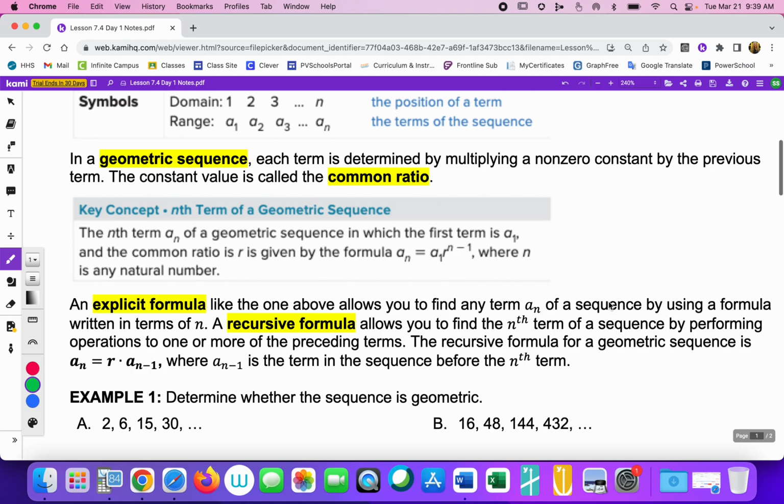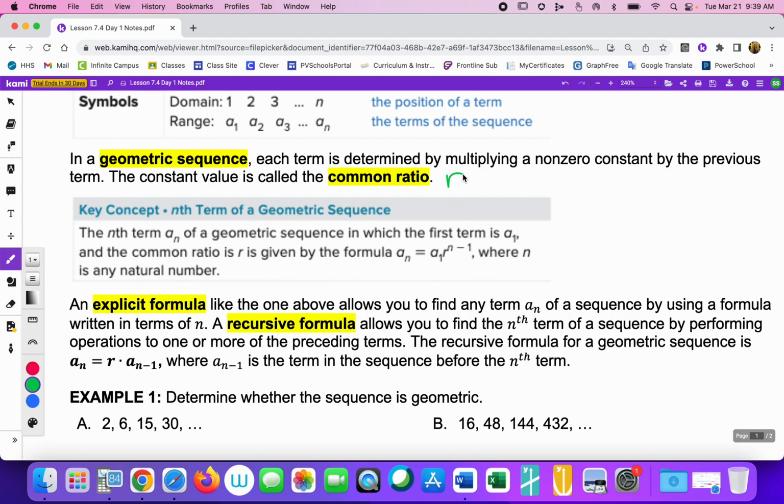In a geometric sequence, each term is determined by multiplying a non-zero constant by the previous term instead of adding or subtracting from yesterday. The constant value is called the common ratio. That is denoted by the letter R. Yesterday, common difference was D. Common ratio is R. So it's whatever is being multiplied each time. Okay, so that's the only letter change from yesterday to today.